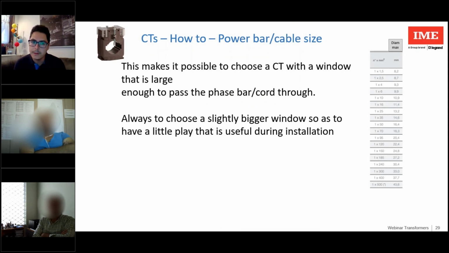The second step is how big the hole, the window, we have to choose. This makes it possible to choose a CT window that is large enough to pass the phase or busbar through it. Always choose a slightly bigger window so as to have a little play to use during installation. If it is so tight, I can't insert the right cable, and it makes for a very troublesome installation.